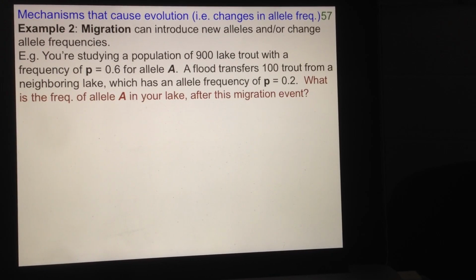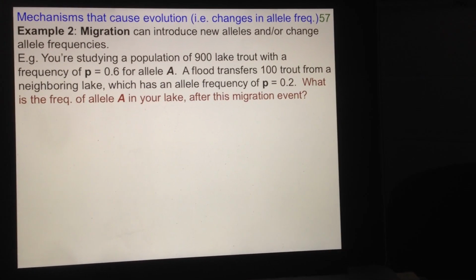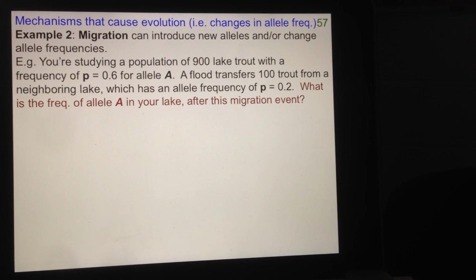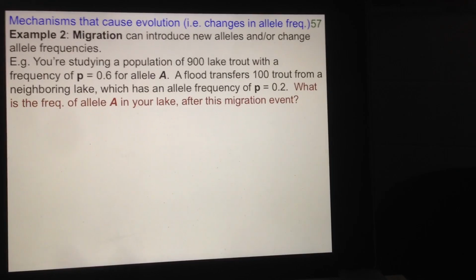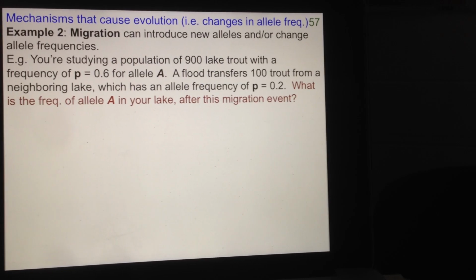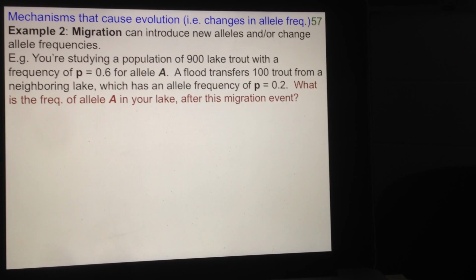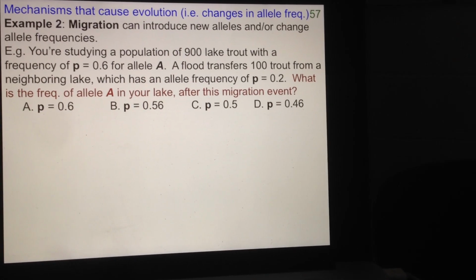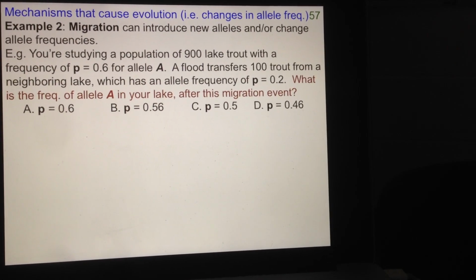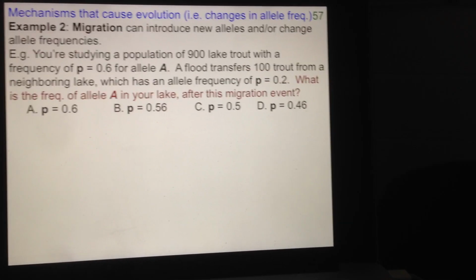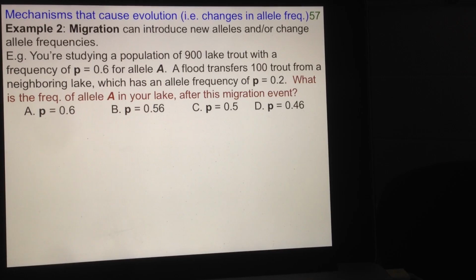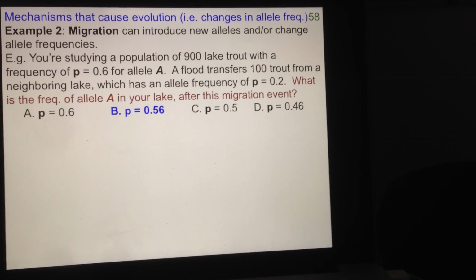So here's a clicker question for you to try at home to learn from. Having introduced these 100 new trout from a different population with a different P, what should your frequency of allele A be now after this migration event? Okay, so here are your possibilities. You can pause it here, do the math first, give yourself a couple minutes, and then come back afterwards. So pause, 3, 2, 1, assume you're done, and the answer is B.